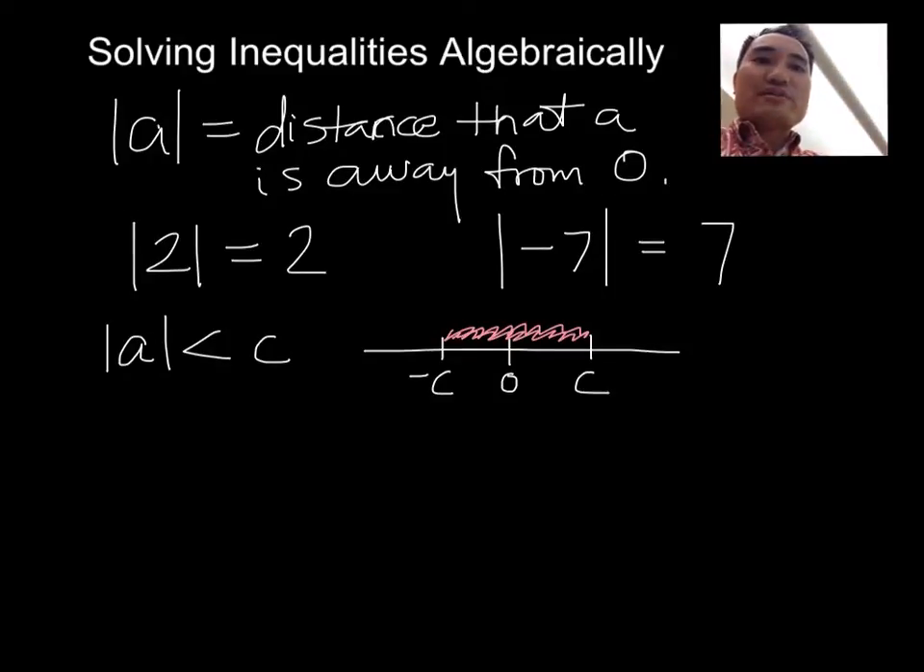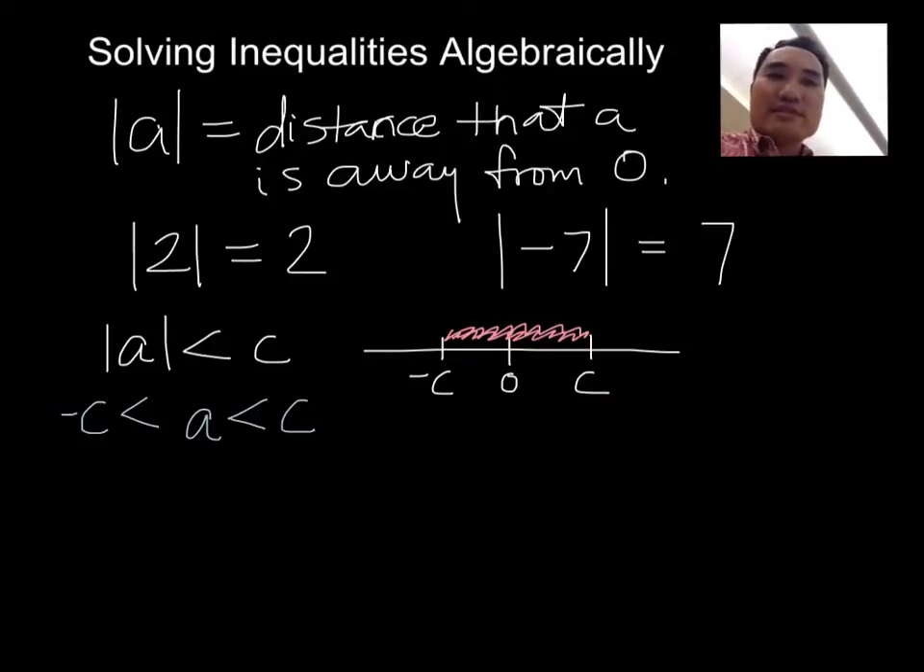Well, that is going to look like this. A is between C and negative C. As you can see, A is sandwiched between negative C and C, which matches this picture pretty well, right? This picture visually shows that I'm sandwiched between negative C and C. And so this A is also trapped between negative C and C. So let's do an example.